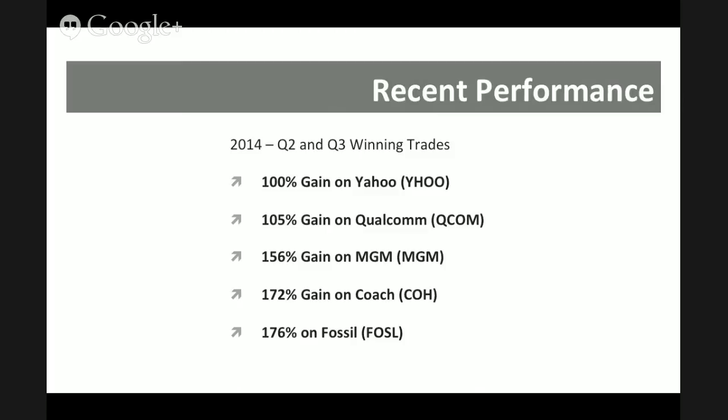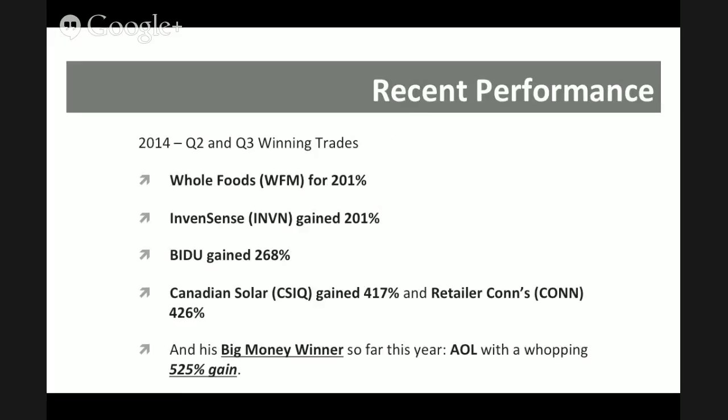As well, on top of those trades, we've also had these big trades: Whole Foods for 200%, InvenSense for 201%. I still can't pronounce that company's name. Baidu for 268%.